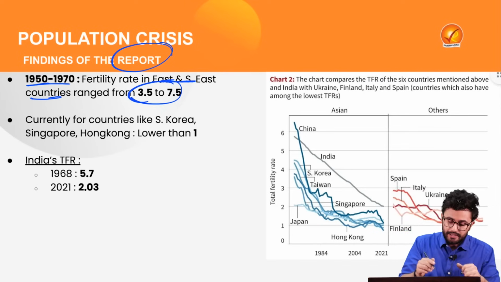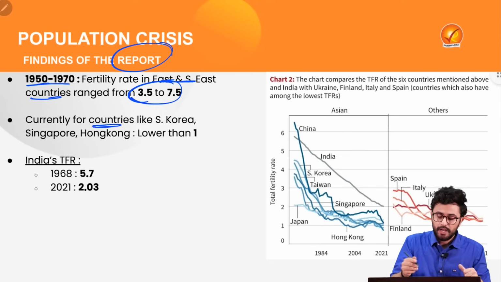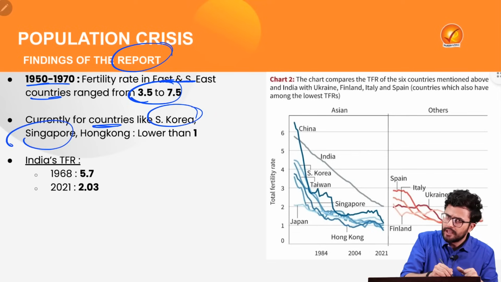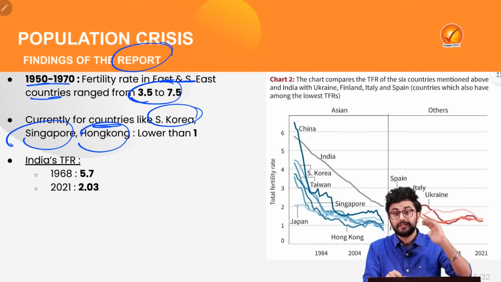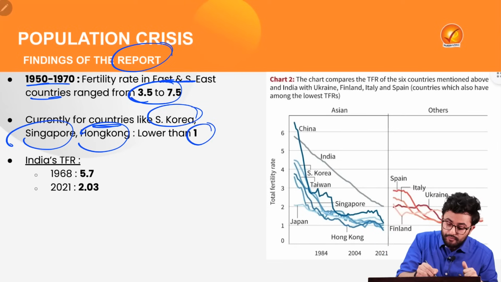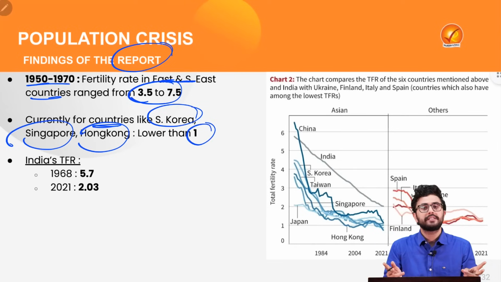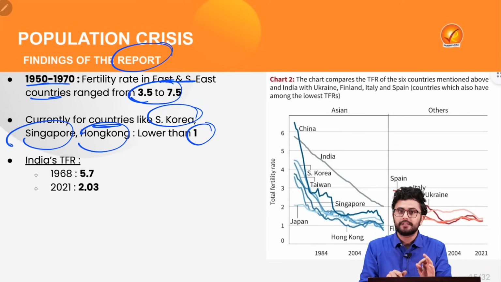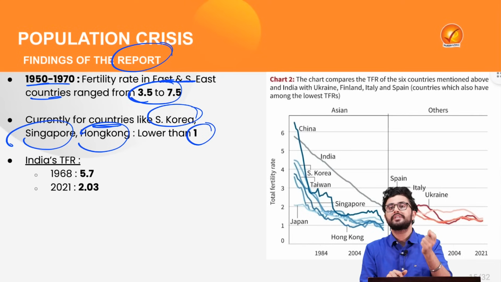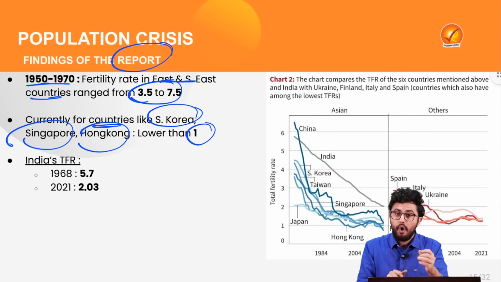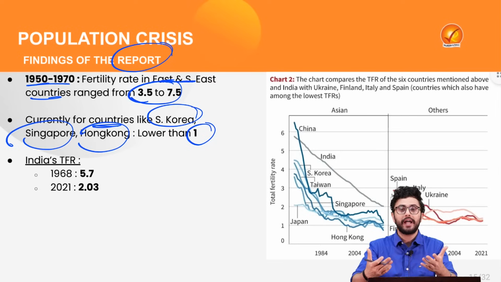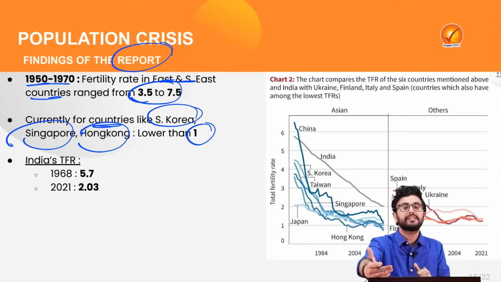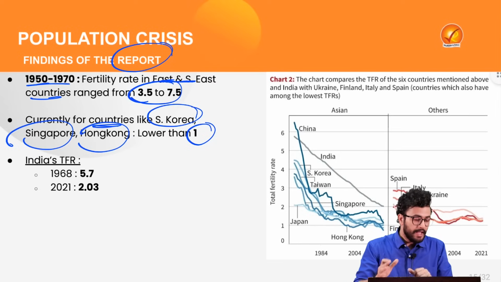Currently, for countries in Asia such as South Korea, Singapore and Hong Kong, this total fertility rate has declined lower than 1, which basically signifies two things. Either the family is choosing to have one child, or these women are completely declining to have a child or to further increase their generation.